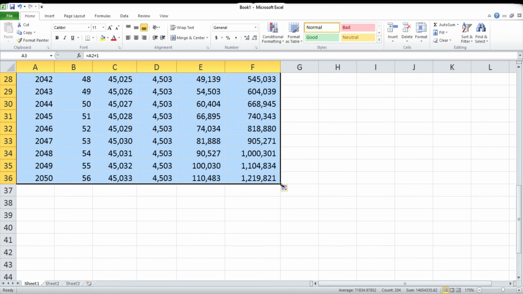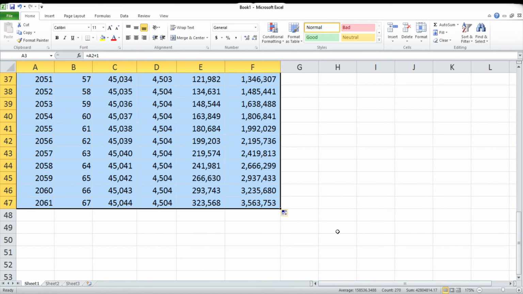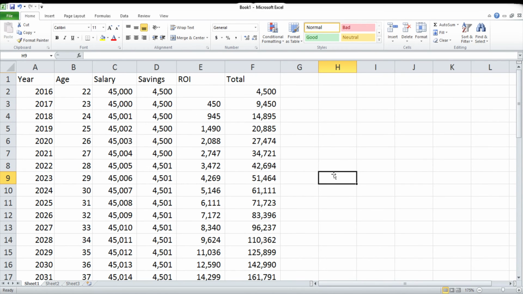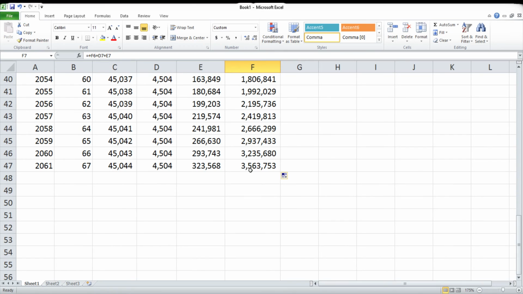What's significant about 67, for those of you who are young, is that it is the first year where you can start collecting what's called your full Social Security retirement benefit. So you don't get a penalty if you wait until you're 67. And if we look down here, they've got $3.5 million. So they actually accumulated a pretty sizable amount of money.